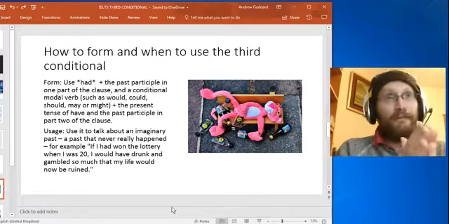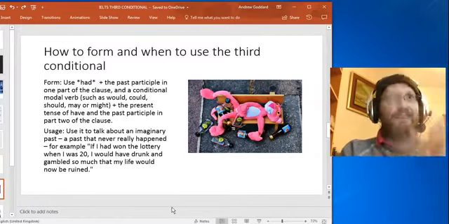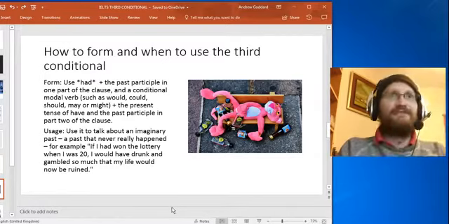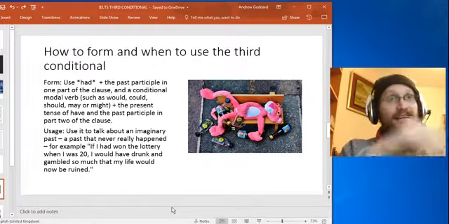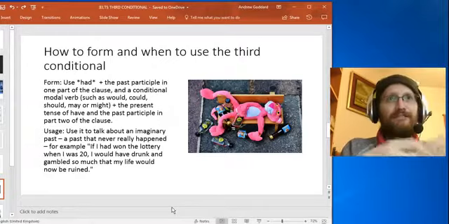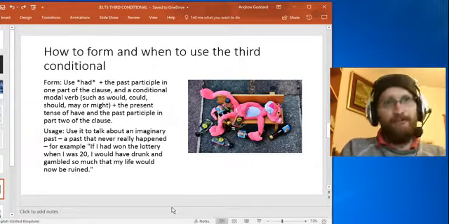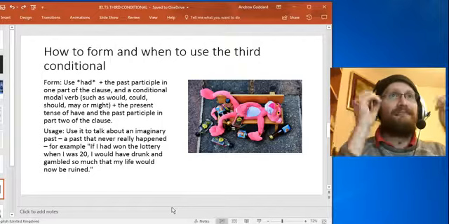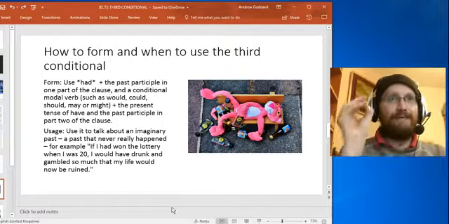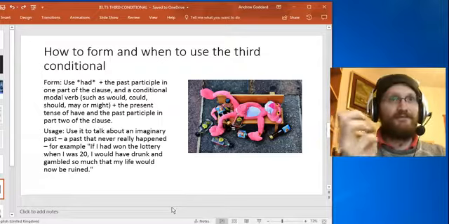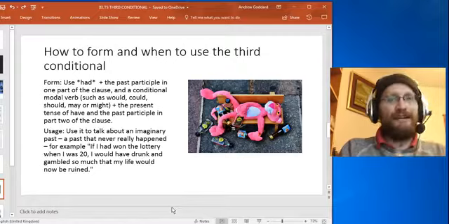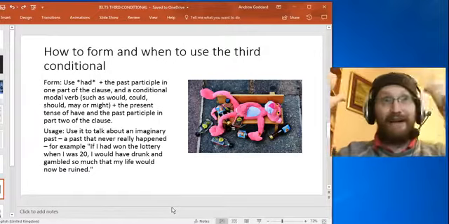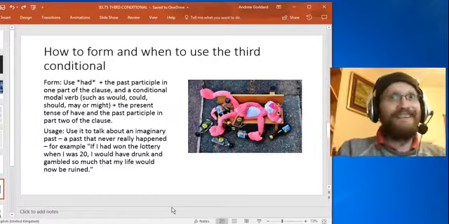So, how to form and when to use the third conditional. The form: you use had and the past participle in one part of the clause, and a conditional modal verb such as would, could, should, may, or might, plus the present tense of have and the past participle in part 2 of the clause. And the usage is that you use it to talk about an imaginary event in the past which never really happened.